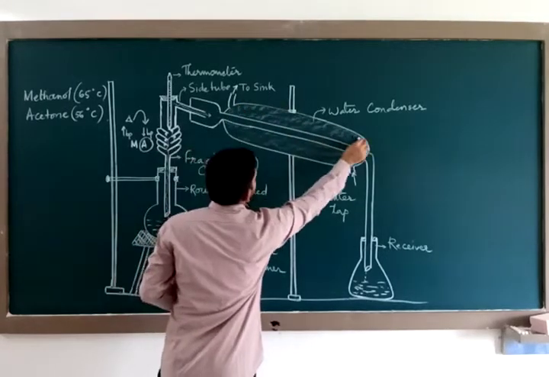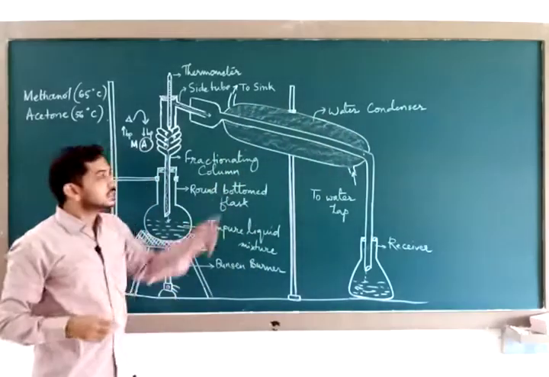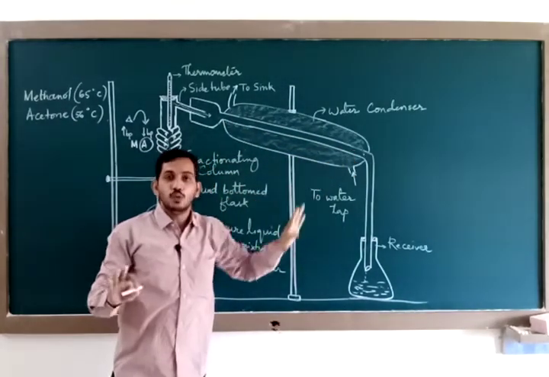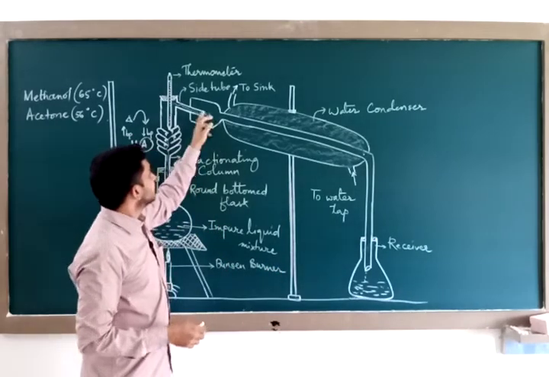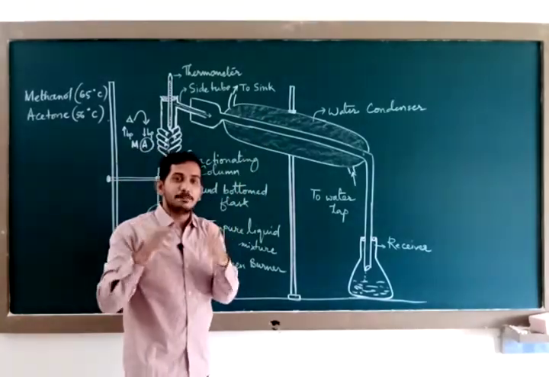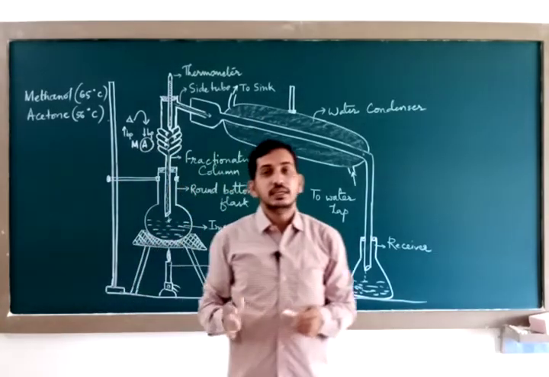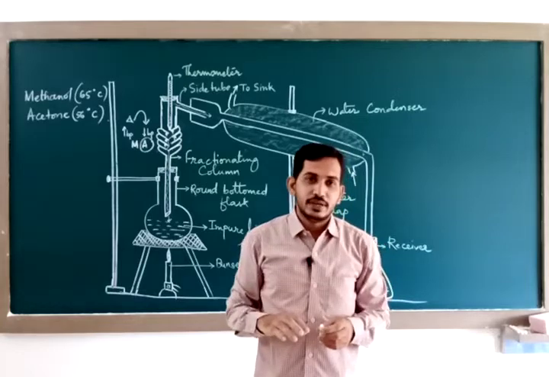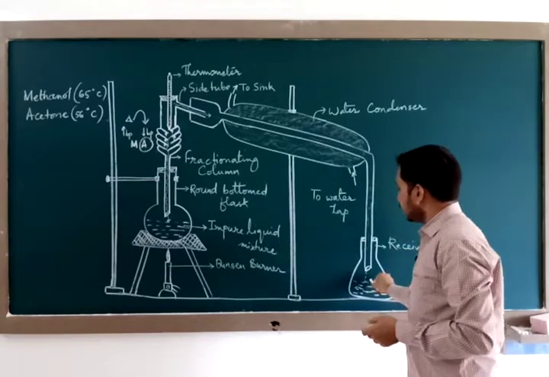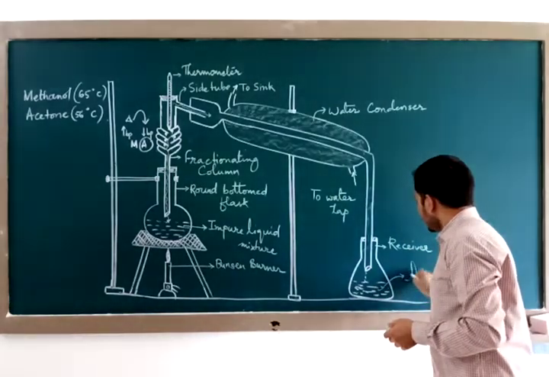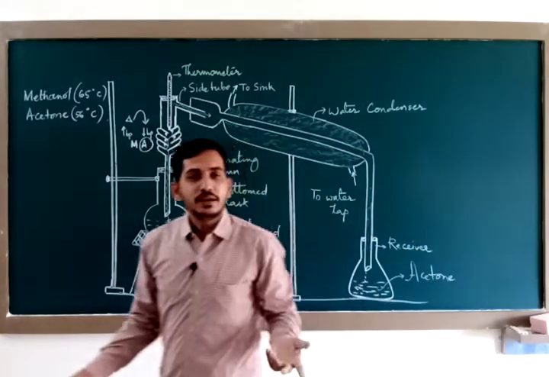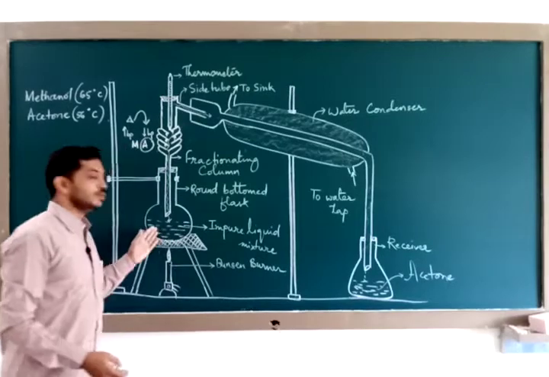As a result, the water condenser makes the inner channel cool. As a result, when the vapors of acetone pass inside the water condenser, these vapors get condensed back into liquid, and after condensing into liquid, they are collected into the receiver. So here in the receiver you will have acetone and you will not have methanol. Where remains the methanol? It remains in the round bottomed flask.